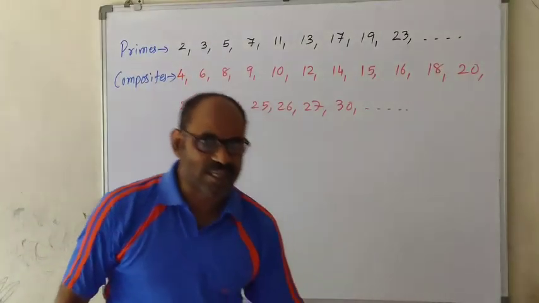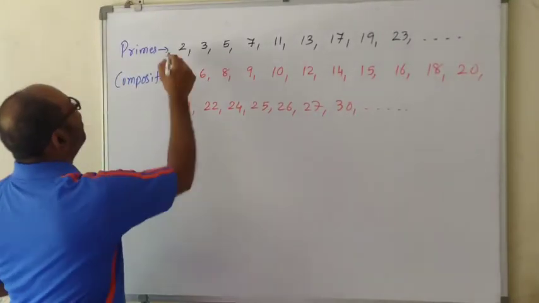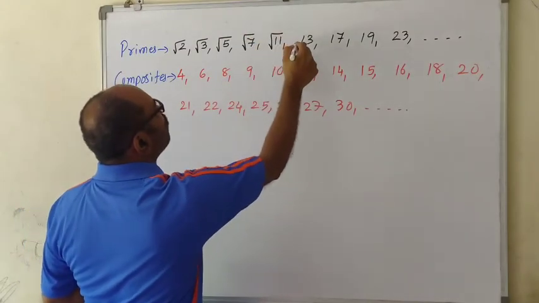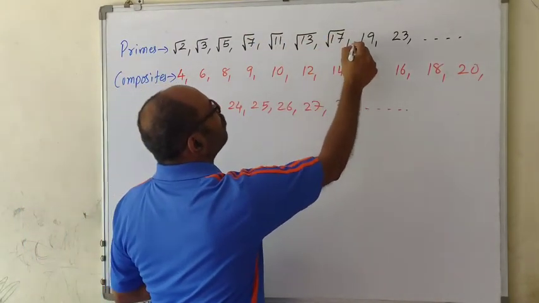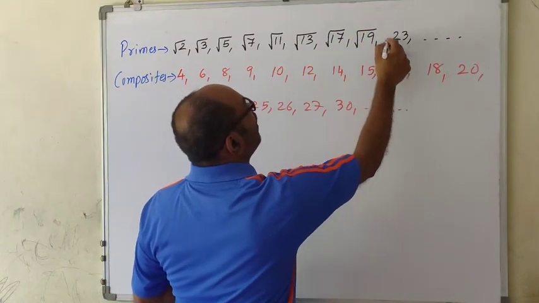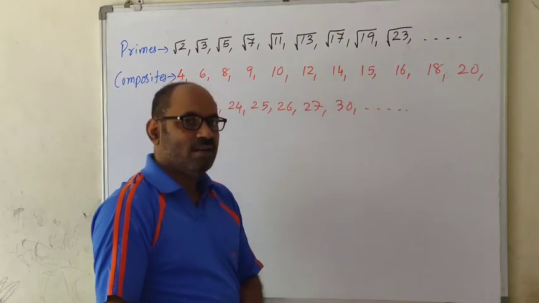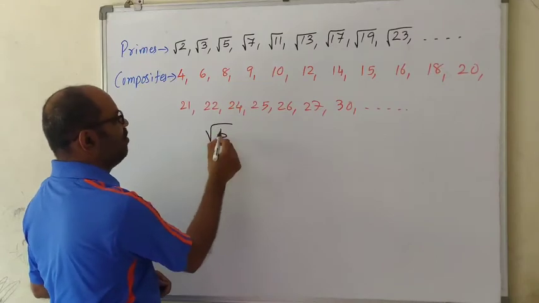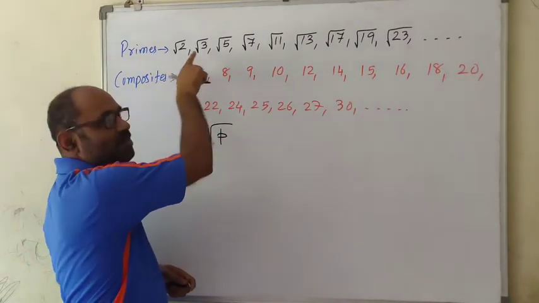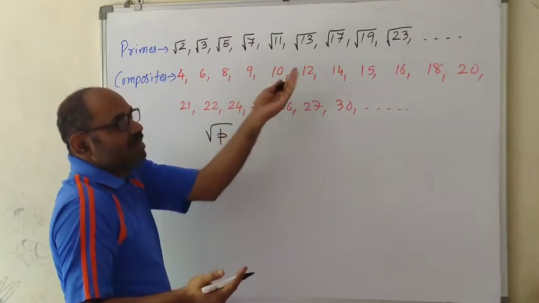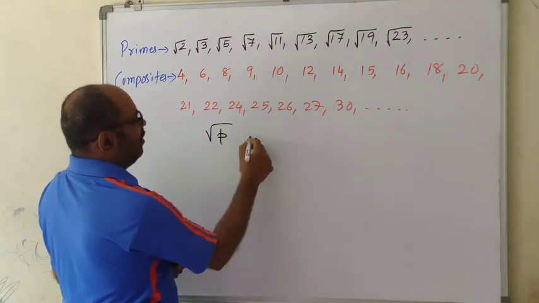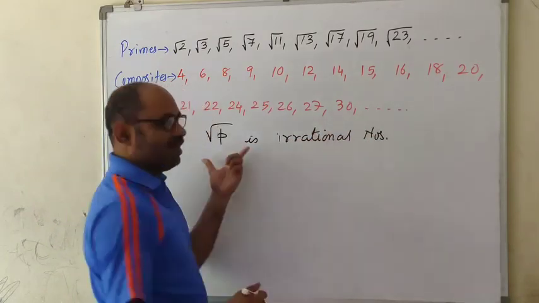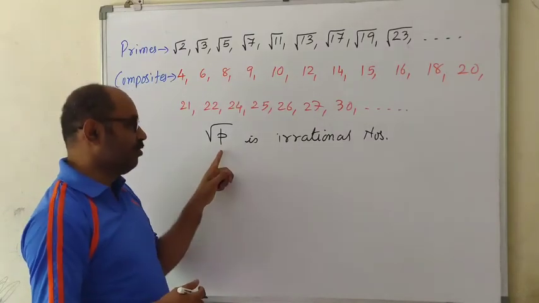Children, the next concept of ours is square root of 2, square root of 3, square root of 5, square root of 7, square root of 11, square root of 13, square root of 17, square root of 19, square root of 23. Means square root of any prime number P. P for prime number. It may be 2, 3, 5, 7, 11, 13. Square root of any prime number is an irrational number. You can consider this as a theorem as well. This is what we are going to prove.